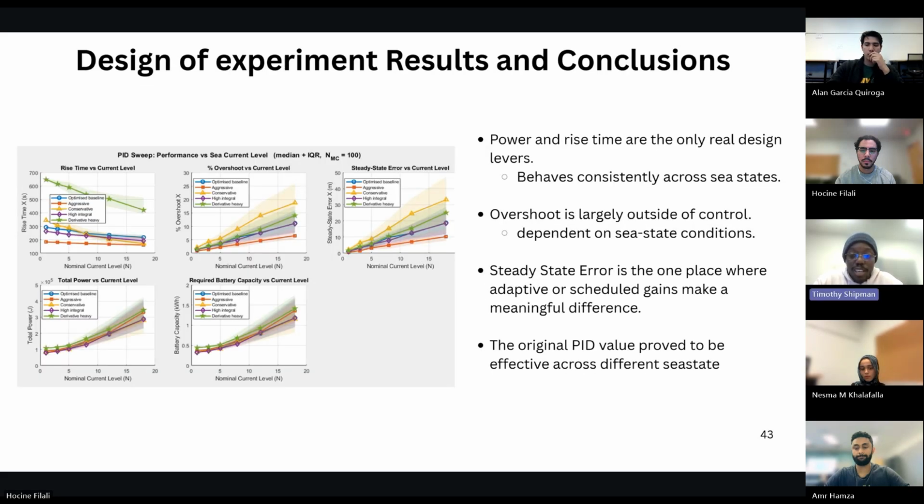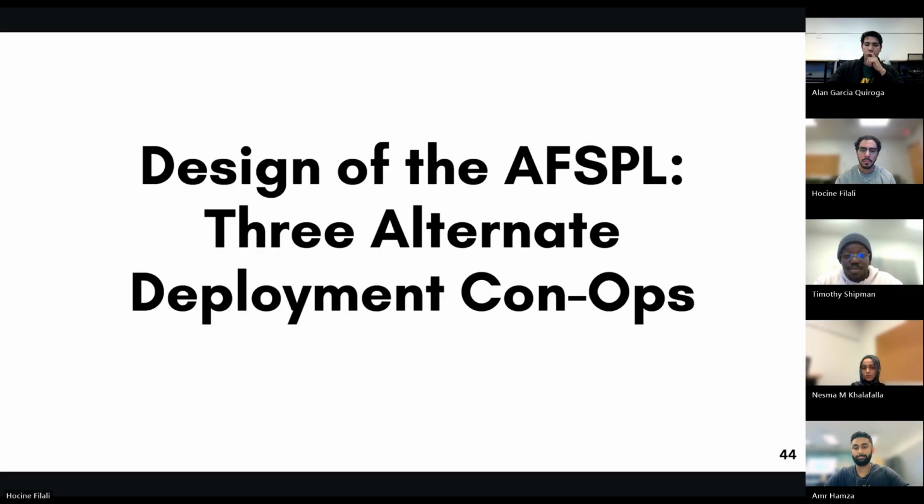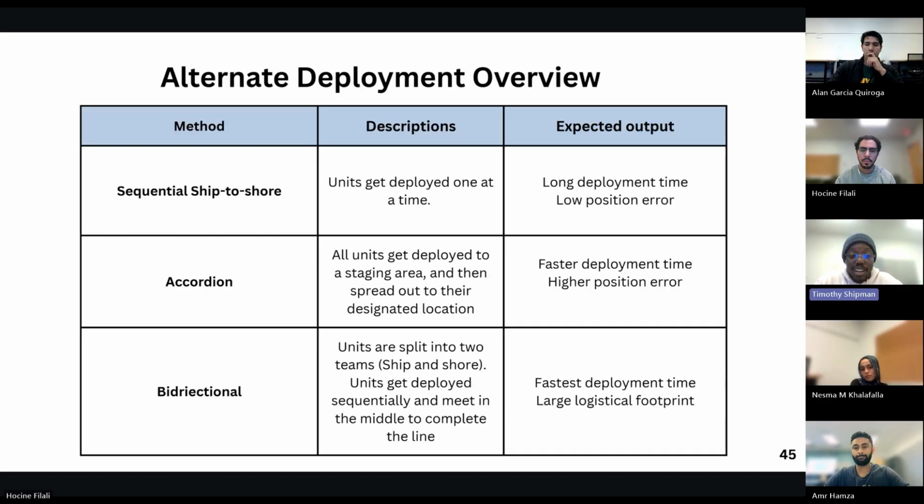Key takeaways from this one is power and rise time are the main things that the PID controls. They behave pretty consistently across sea state level, and overshoot percentage is outside of our control. Steady state error can benefit from adaptive gain scheduling, but overall the original PID values were effective across all sea states. And moving on to how we would deploy the AFSPL, we have devised 3 deployment methods.